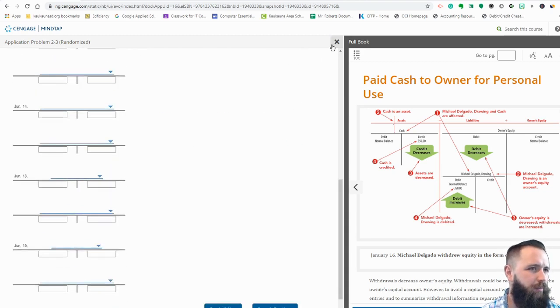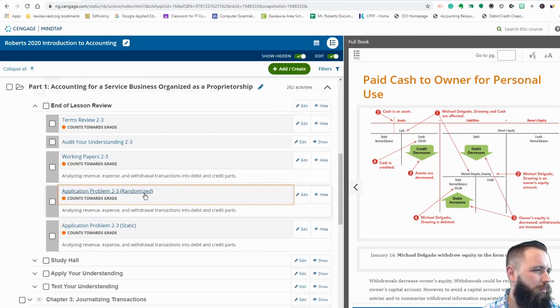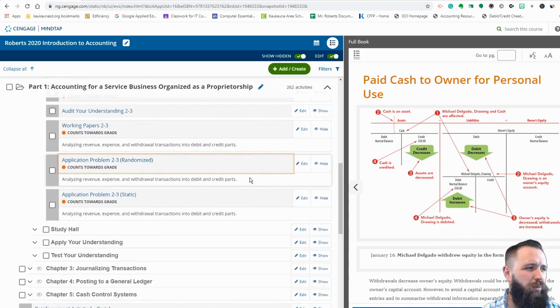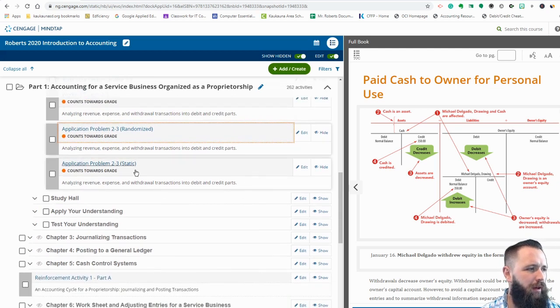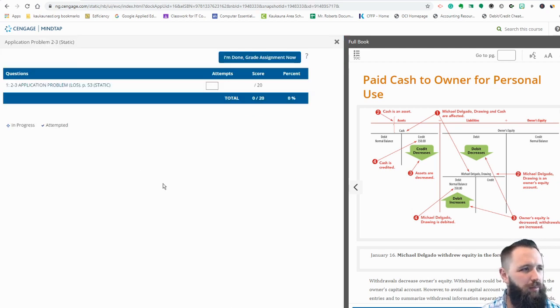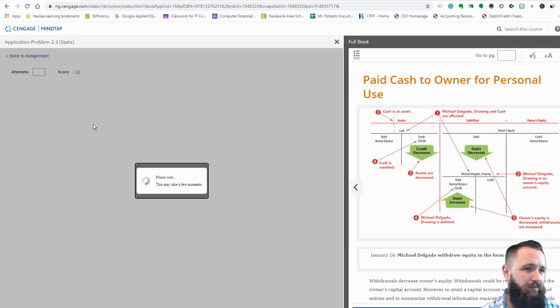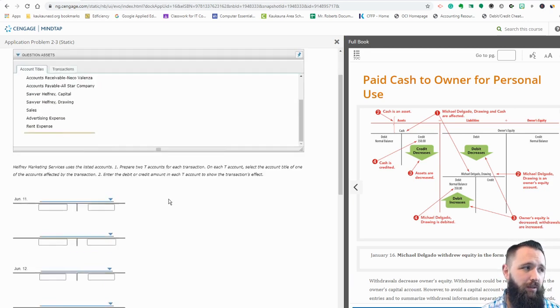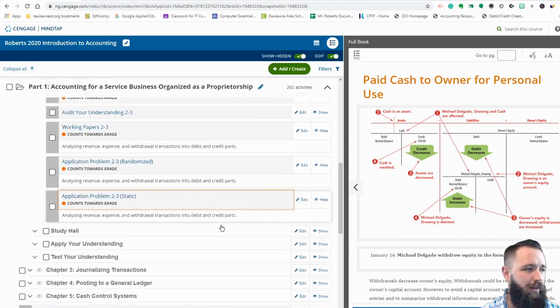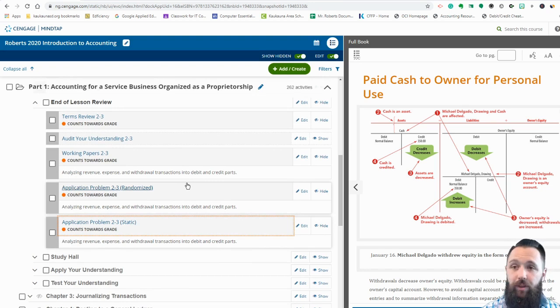So it's the exact same thing. Actually, this one probably won't be randomized. I don't know. We'll see. I'll leave this. You only have to complete it once, okay? And I'd probably do the static first. So if you go into the static problem, what is it? Same exact stuff, okay? Nothing new, nothing different, just more practice. So there we go. That is 2-3.